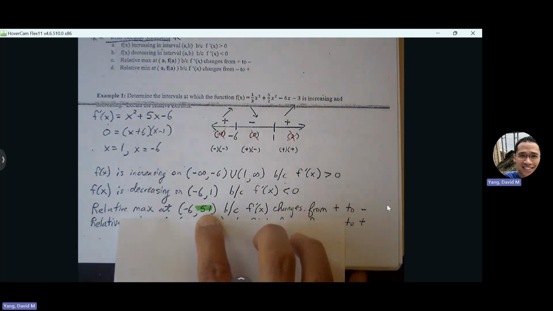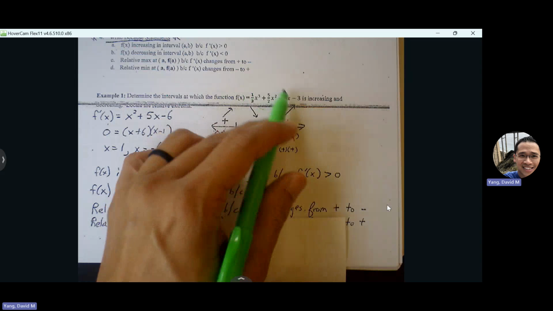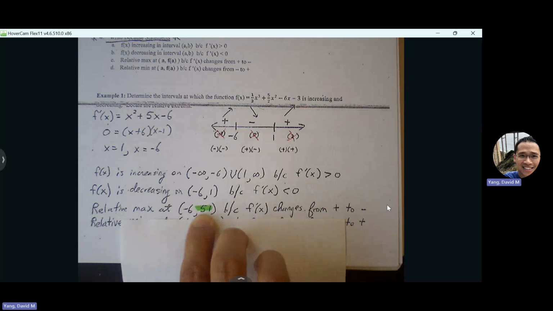How do you think we can find that y value? Back to the original. Yeah, so this is found by inserting that negative 6 into the original function, and then your calculator, in this case, would return you 51. So sometimes the problem would ask you for the full ordered pair. Other times it would just ask you for the x value. So it just depends on what the problem is asking you for.